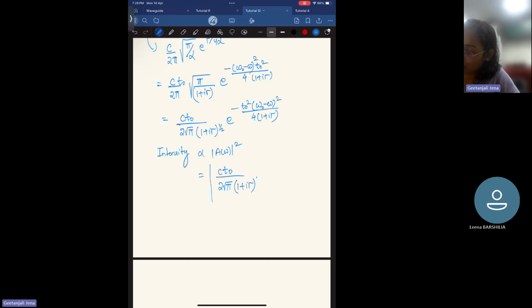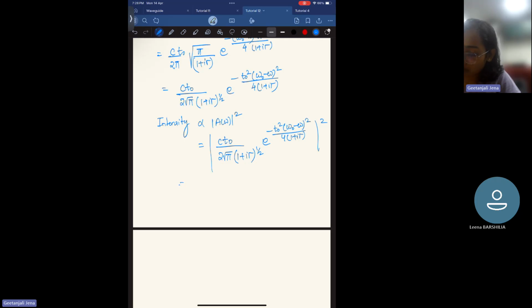1 plus i gamma, e to the power minus T0 square (omega 0 minus omega) square by 4 times 1 plus i gamma. So if you take the complex conjugate and find out the exact expression, this will give C square T0 square over 4 pi, 1 plus gamma square, e to the power minus T0 square (omega 0 minus omega) square over 2 times 1 plus gamma square. Okay, so this will be the intensity expression.